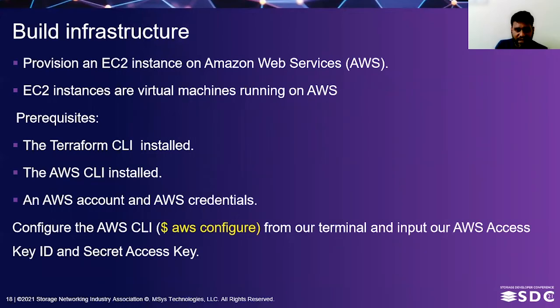The Terraform CLI should be installed, and AWS CLI should be installed, and we should have an AWS account and AWS credentials. Once we have all this, we can configure the AWS CLI from our terminal, and we can input our AWS access key ID and secret access key.